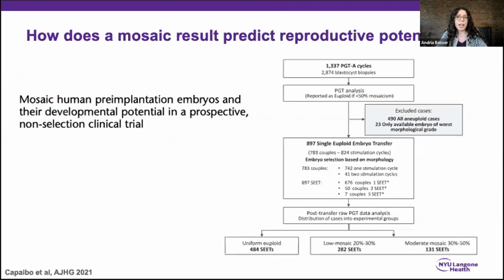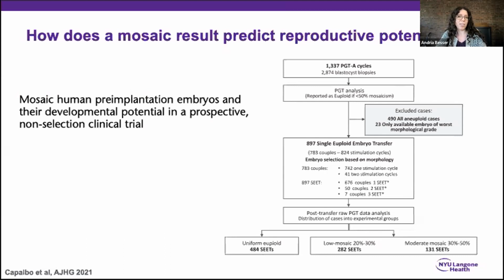Another non-selection trial was also recently published. This one was by Antonio Capalbo and colleagues, and this one was powered to look at mosaics. So in this study, it wasn't the entire PGT-A result that was blinded, but instead what they did was they categorized results upfront as either euploid or aneuploid using a 50% cutoff. So any sample with less than 50% aneuploidy got diagnosed as euploid, and any sample with more than 50% aneuploidy got diagnosed as aneuploid.